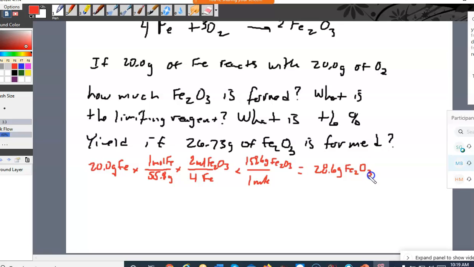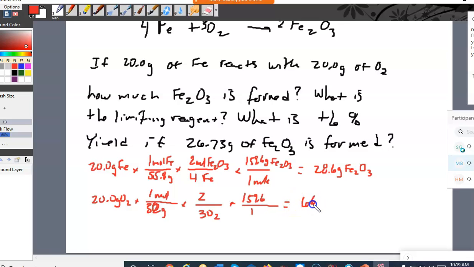You just type in your yes. Yep, okay, good. And the oxygen, we do the same thing. I'm not going to write out the units. You guys are all right if I don't write all the units out? It just takes too long. So the molecular weight of oxygen, 1 mole of oxygen is 32 grams. This is a 3:2 ratio, 3 on the bottom because that's of the oxygen, and then 2 of the iron oxide. And then the mass of iron oxide is 159.6 to 1 mole, and I get 66.5. Does that also confirm with you guys?